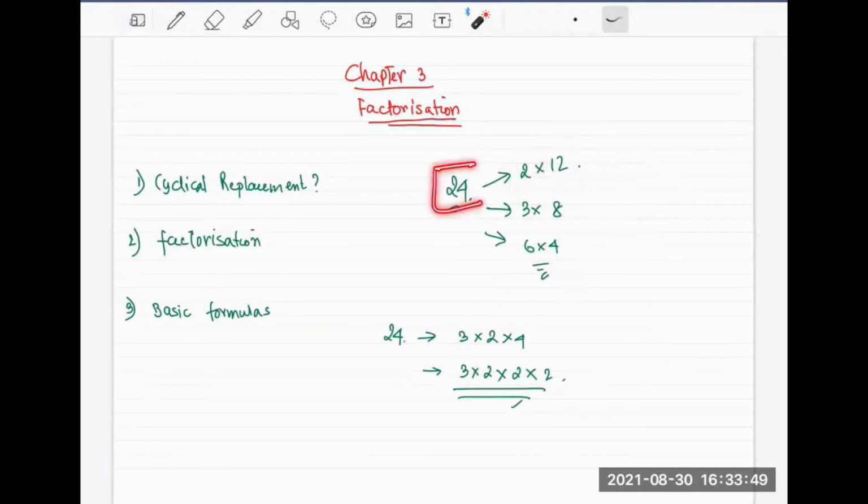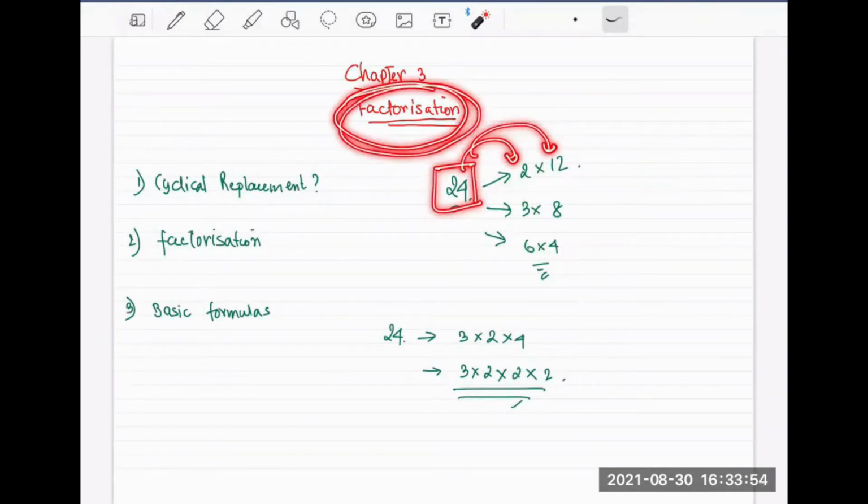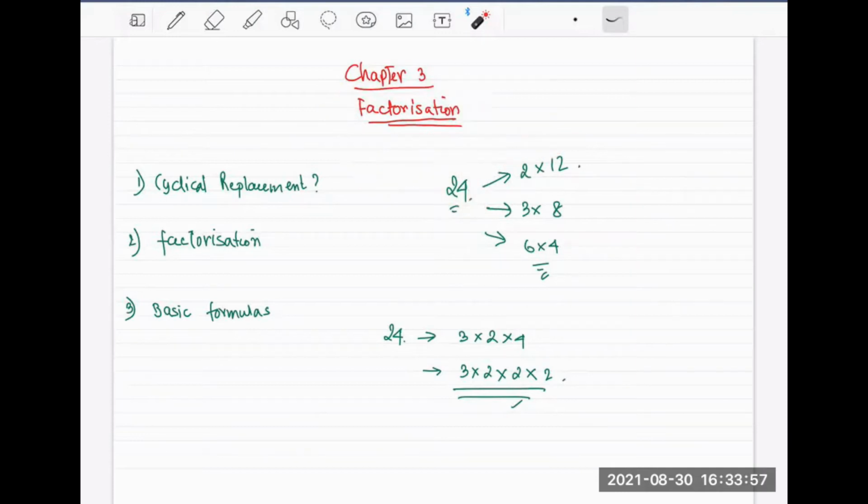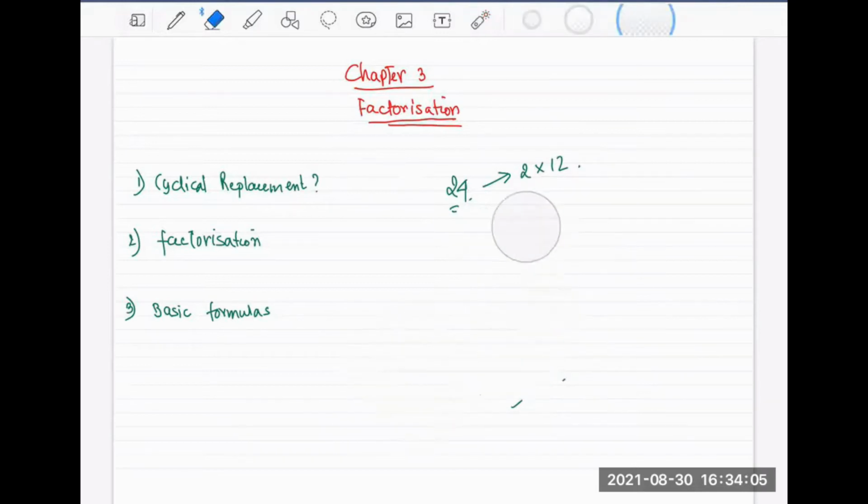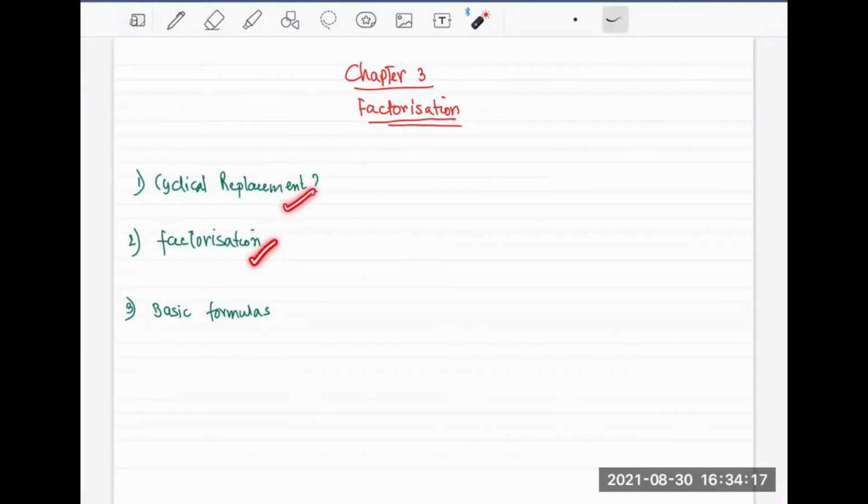And breaking down a number in terms of factors is called what? That's called factorization. So this is a simple concept. You have already learned this in class 7, 8, right? So for these parts, the introduction, factorization, cyclical replacement, I'm going to give you some basic formulas. You don't need to make any notes regarding what cyclical replacement is, what factorization is, because you have already learned them.